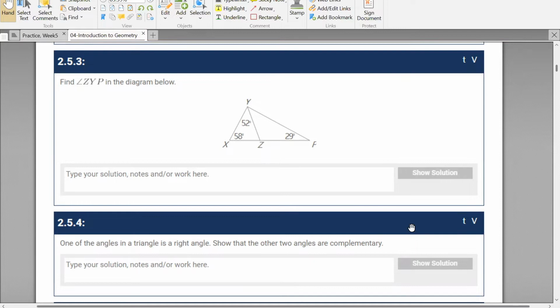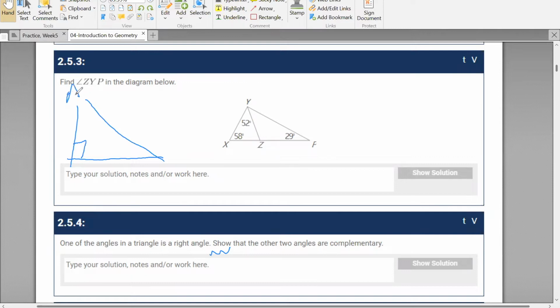Again, it says one of the angles of a triangle is a right angle. So therefore, we are dealing with a right angle triangle. So here is a right angle triangle. Show that the other two angles are complementary. Now, the meaning of complementary is, well, they add up to 90 degrees. And then it says show that. So this is a proof question.